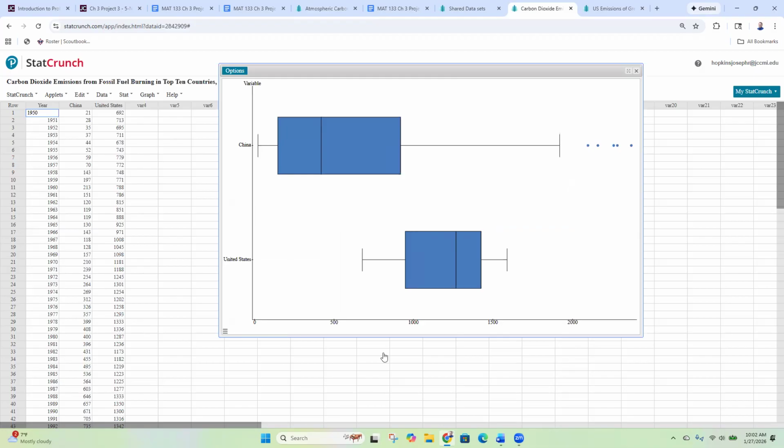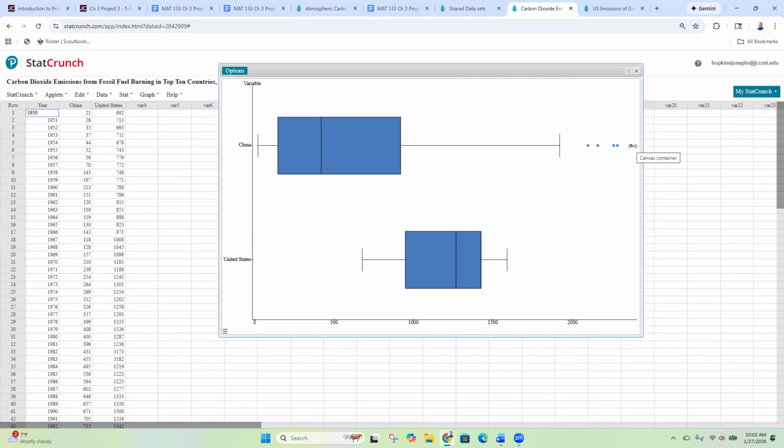That's fine. Anyway, why I'm saying this is valuable is because you can see that for China, for a lot of the months, China was lower than the United States. But way out here, there's a couple of dots. These dots represent outliers. So this line right here, I said that's the maximum. It's not actually the maximum unless there's no dots. If there's dots, then your maximum is the dot that's farthest to the right.